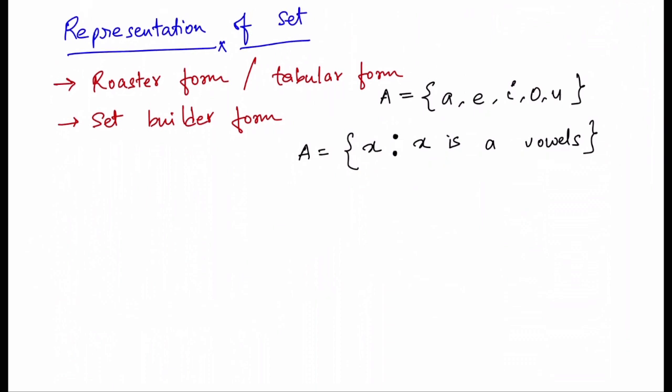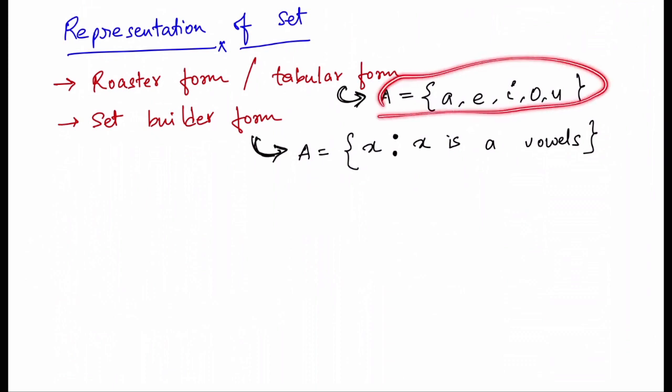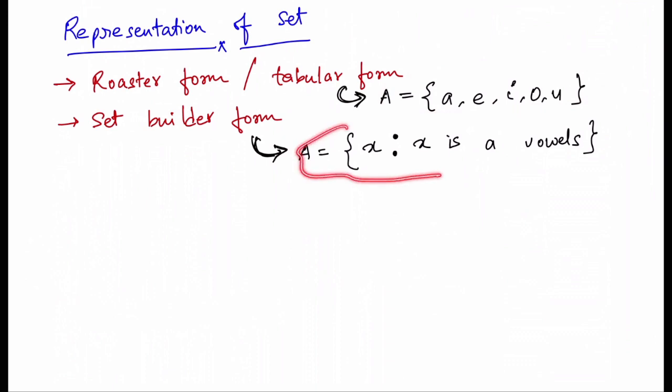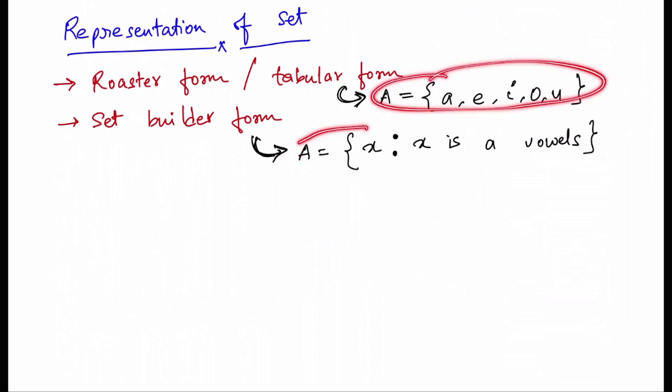We have just represented it in another form. Now, this is roster form, and this is set builder form. So an example of roster form is this, and an example of set builder form is this. Now we will take more examples to learn how to write roster form and set builder form of a given set.